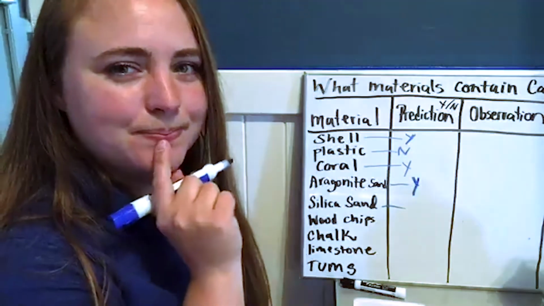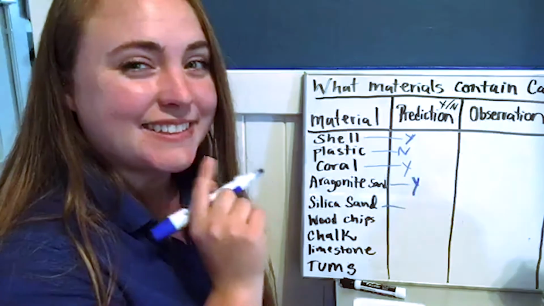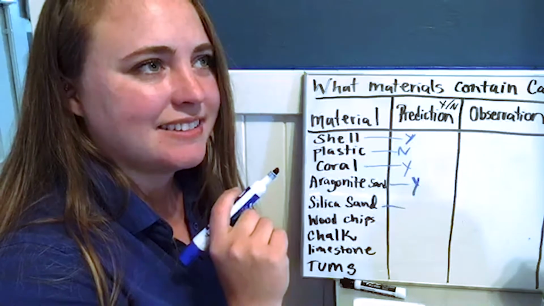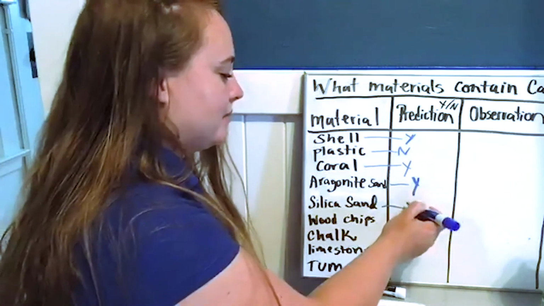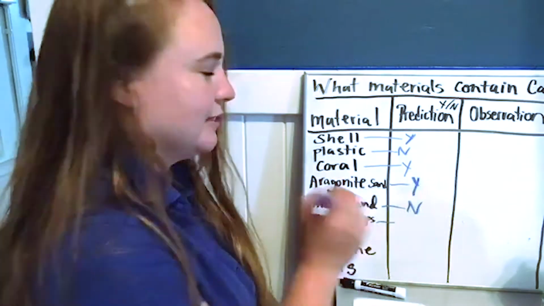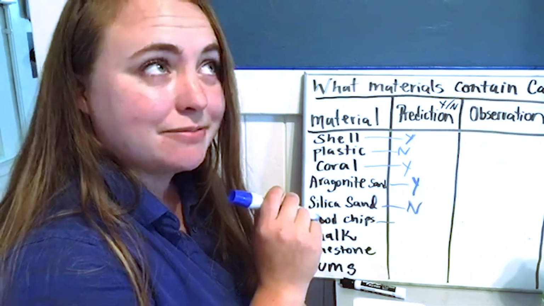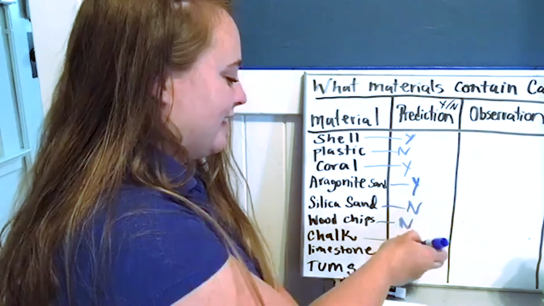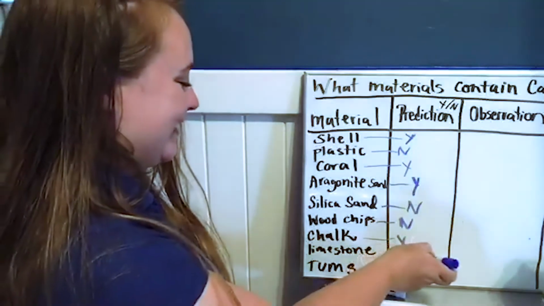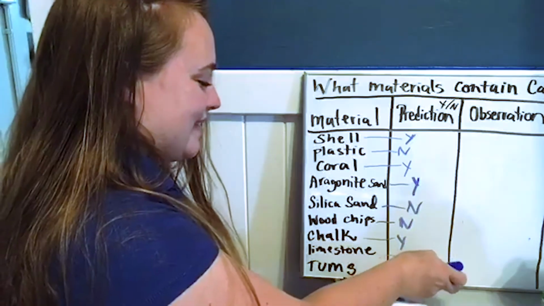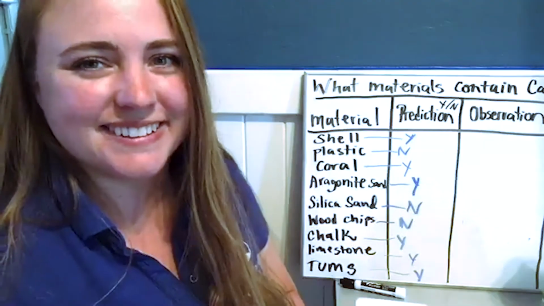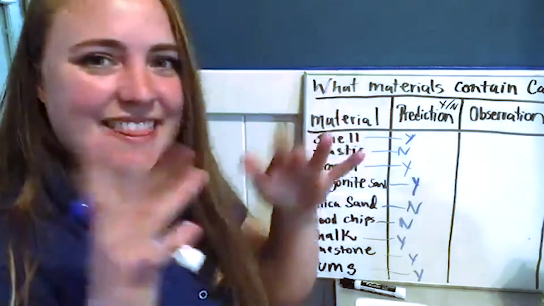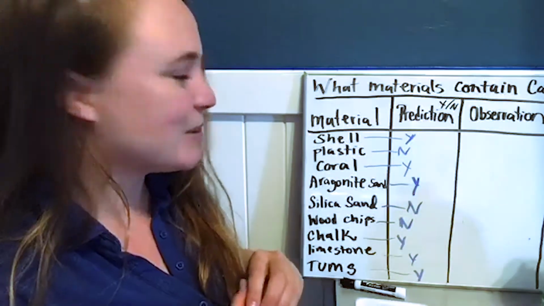Silica sand, I think that's made out of silica, which is like glass. So again, I would store acids in glass. So I think that'll be okay. Wood chips, ooh. I'm gonna say no. And chalk, probably. Limestone, sure. Tums, I use that for heartburn. I know that if you're reacting a base with an acid, the acid reflux, then hopefully it will dissolve down. So those are my predictions.